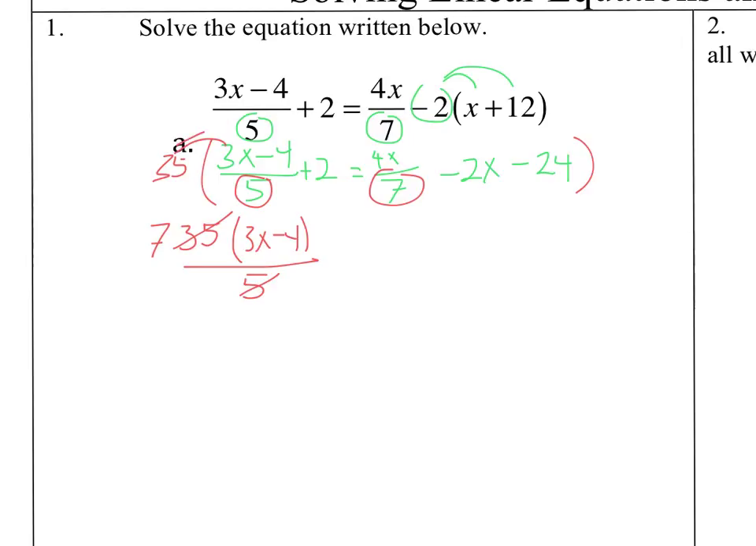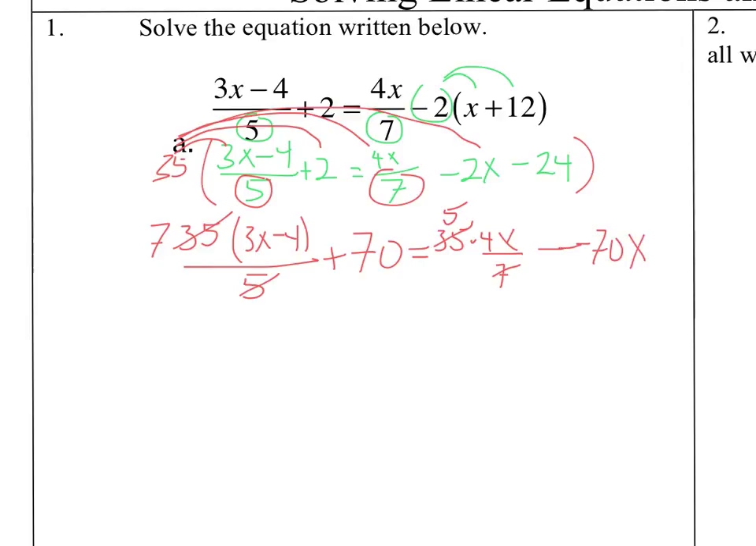Okay, so we've done that one. 35 times 2 is going to be plus 70. 35 times 4x over 7, and again, we've got 35 divided by 7. That can reduce to multiply by 5. 35 times minus 2x is going to be negative 70x. And 35 times 24 is going to be a number I don't really want to deal with, but I think it's going to be something like negative 840. It's going to be 12 times 70, which is 840.